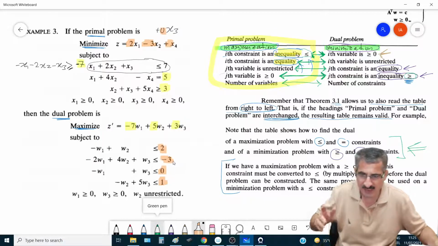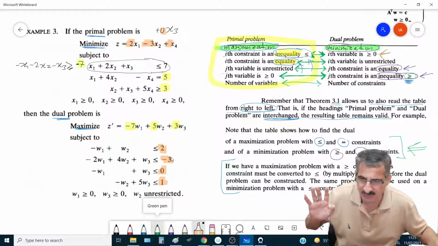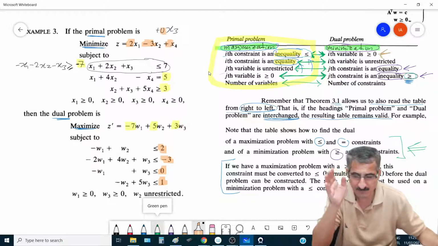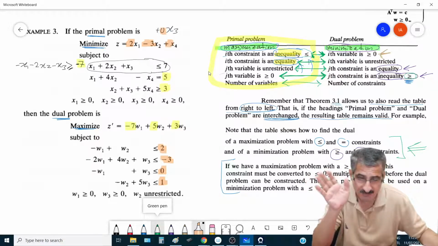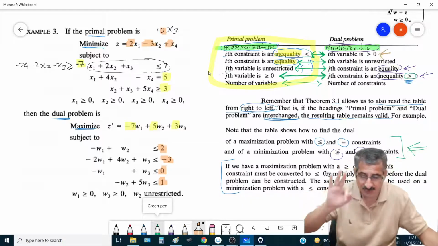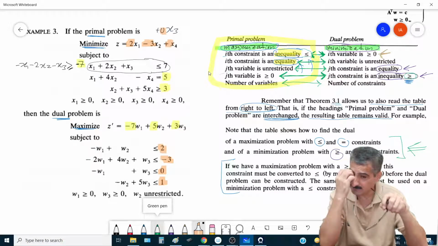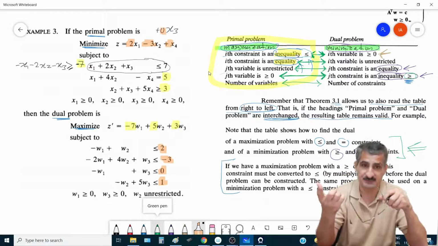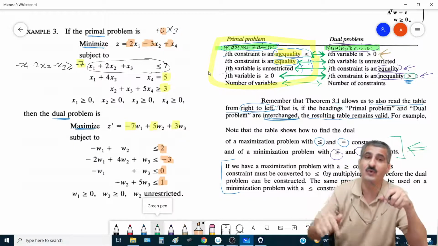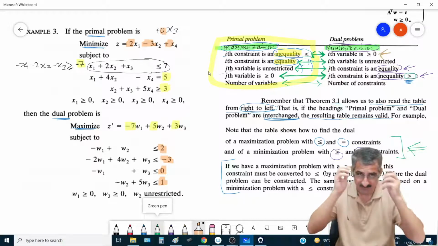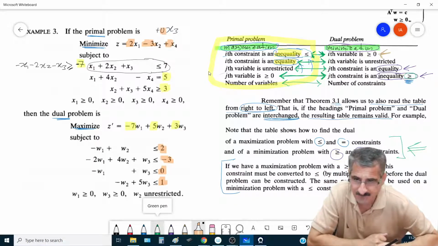Okay. So how many constraints do I have? I have 3 constraints in the primal, so I will have 3 variables in the dual. I have 4 variables in the primal, so I will have 4 constraints in the dual. Variable and constraint, they interchange. Okay, good.